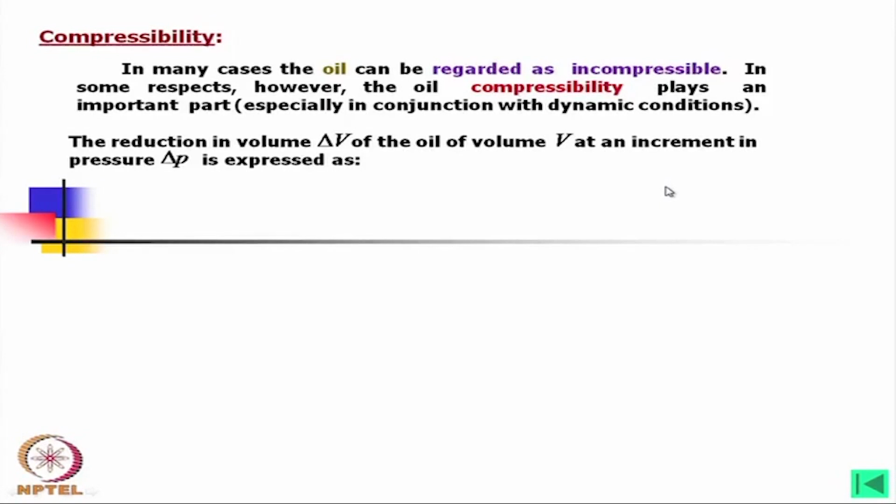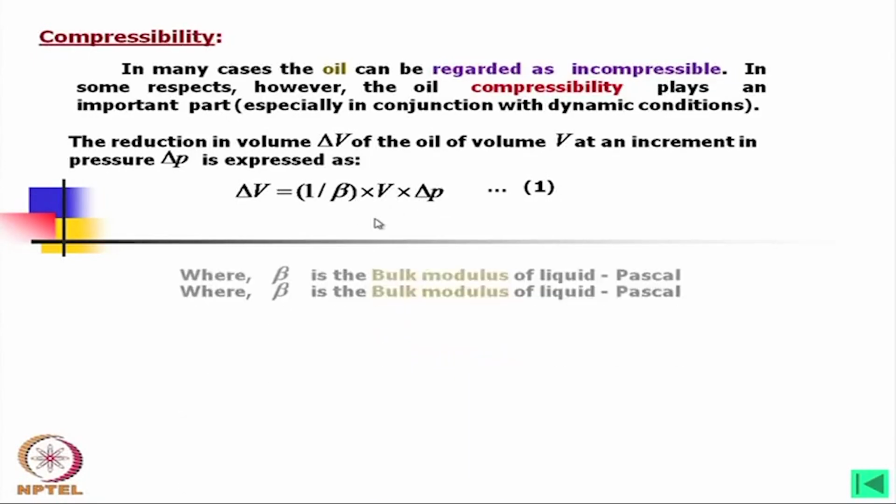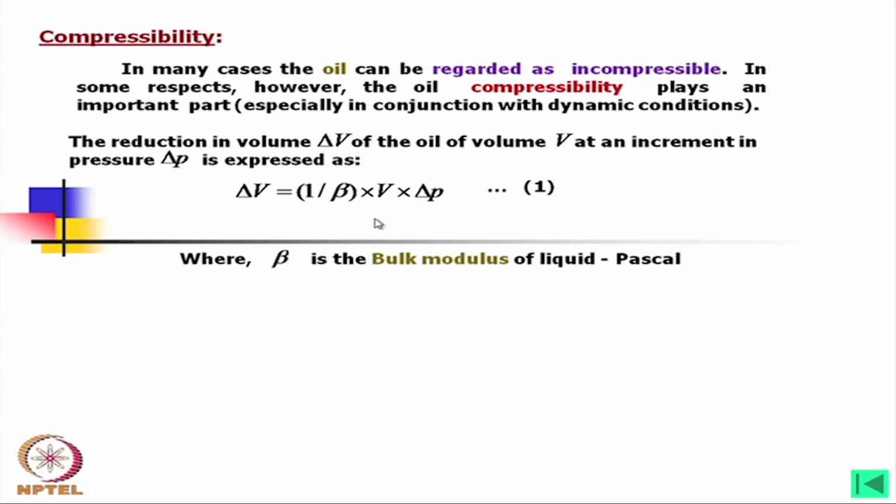The reduction in volume del V of the oil of volume V at an increment in pressure drop del P is expressed as del V is equal to 1 by beta into V into del P, where beta is the bulk modulus of liquid. Its unit is Pascal.